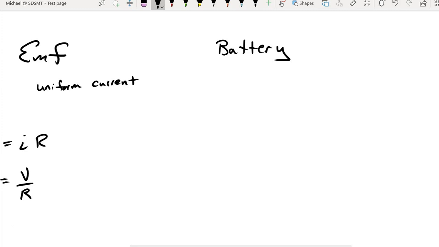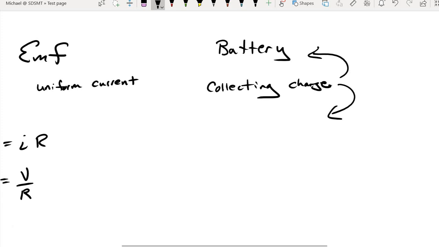And for that, really what we need is a means of collection. We need some way of collecting charge and then storing it so that we can release it and use it later. And that's exactly what a battery does. But there are plenty of other means of doing that. There are hydroelectric plants, which can provide charge to us.